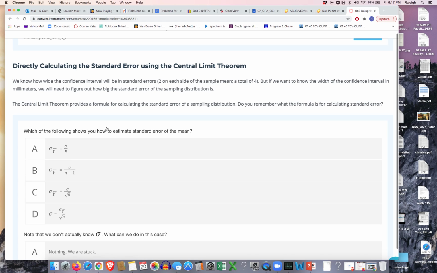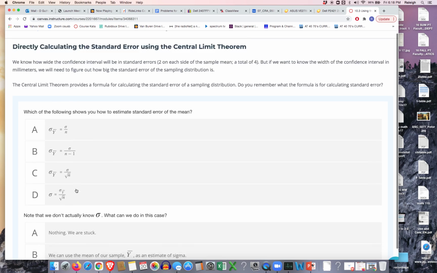Directly calculating the standard error using the central limit theorem. So we know how wide the confidence interval will be in standard errors, 2 on each side of the sample mean, a total of 4. If we want to know the width of the confidence interval in millimeters, we need to figure out how big the standard error of the sampling distribution is, and here they will give you the formula. I think they've given it to you before, but if not, here it is. The sigma of the y-bars, which is this sampling distribution, will be the sigma that's given divided by the square root of n. So that's the formula. Don't even look at the other ones. This is the one that we will be using for version C. The others are all off by a little bit.